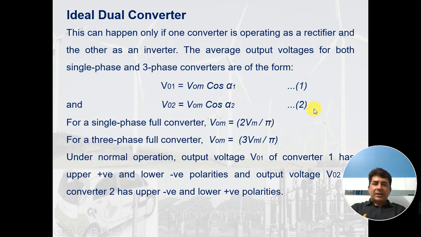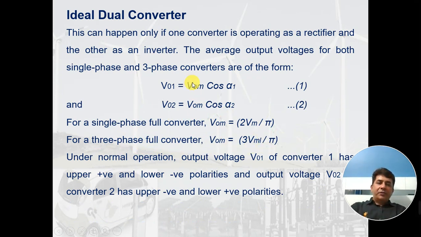So here, let us try to find out through this. V01 is V0M cos alpha 1. This V0M is 2Vm by pi. So for a single phase full converter, V0M is 2Vm by pi, whereas for a three-phase full converter, this V0M is 3VmL by pi.